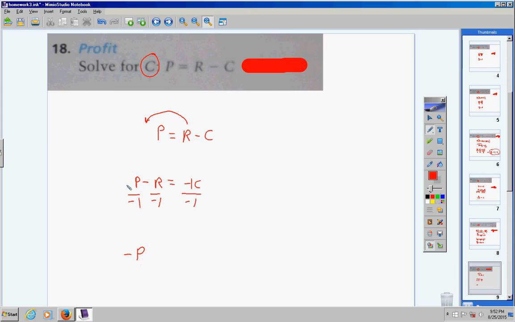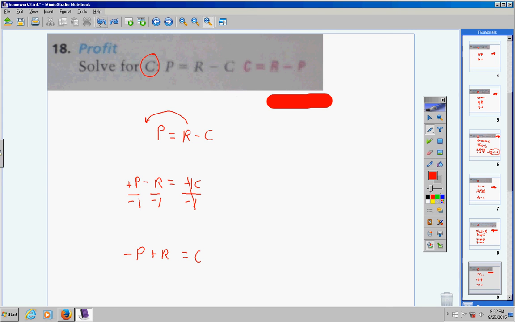Let's go over that again. A positive divided by a negative is negative. P divided by 1 is P. A negative divided by a negative is positive, and R over 1 is R. And then a negative divided by a negative, they cancel, leaving you with C. And the answer is, they probably have R minus P. We have negative P plus R. Exact same thing. Your R is positive, your R is positive, your P is negative, your P is negative.